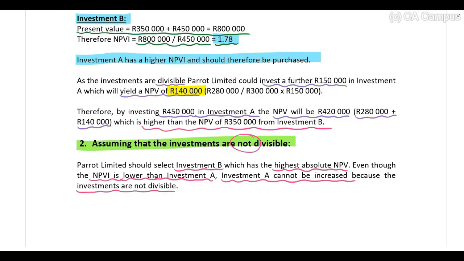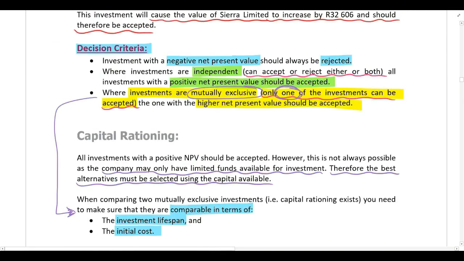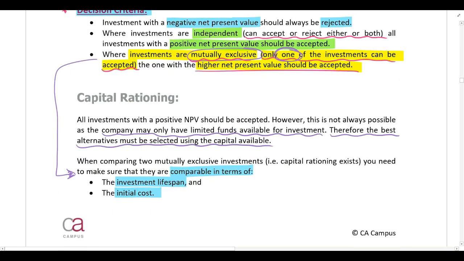So please note, guys, just to wrap this up, I said to you over here when we looked at our decision criteria, if the projects are mutually exclusive, meaning we can only select one of those projects, we should select the alternative with the higher net present value. But please note, when we are making this comparison, we must make sure that the investments are comparable in terms of their lifespan and in terms of their initial cost.